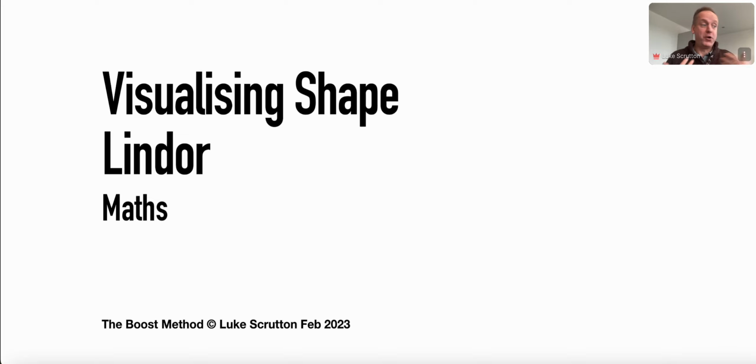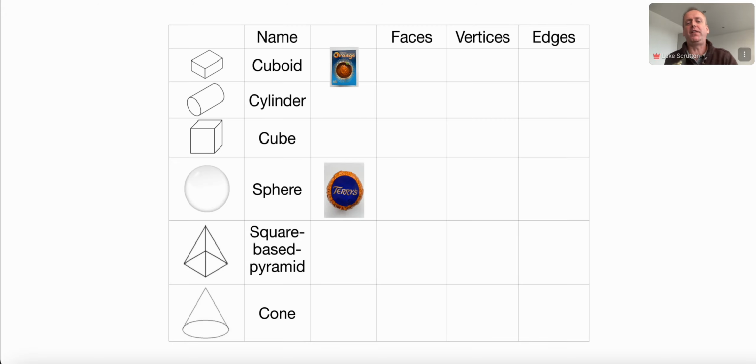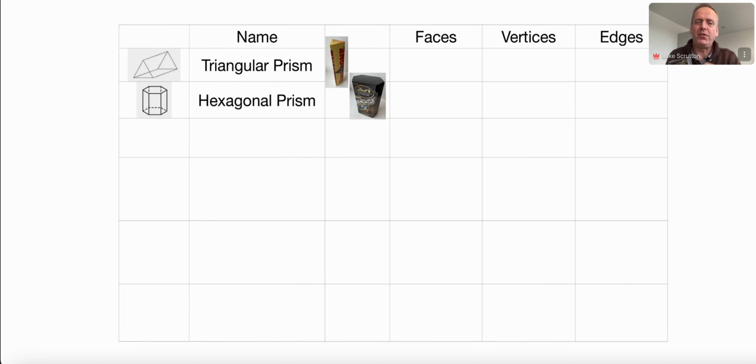Hey guys, so we're going to look at Lindor. Now this is my favourite chocolate. I'm going to struggle with this one, but we need to stay focused on the fact that this is a hexagonal prism. I talked about this when we were looking at the Toblerone one. Jump in at the Toblerone one if you want to. We're going to look at how many faces, how many vertices, and how many edges there are.